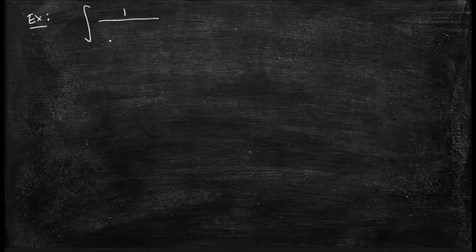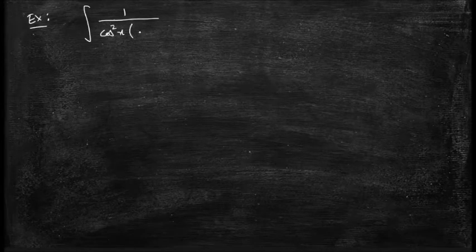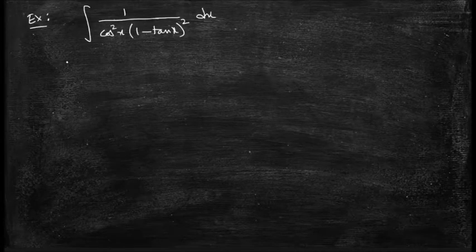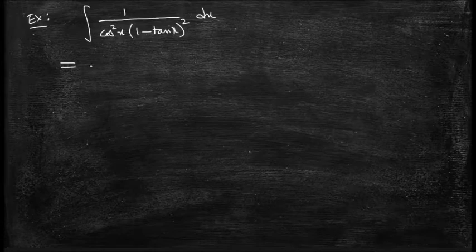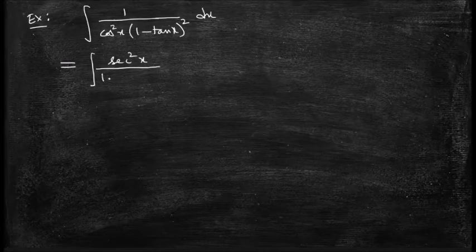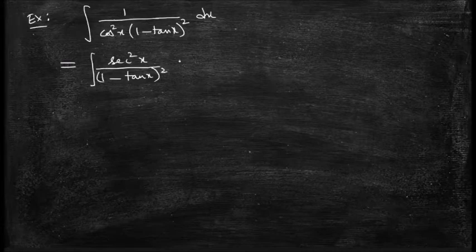Integration of 1 by cos square x into 1 minus tan x whole square dx. It's a very simple problem. First, we try to write the structure of the problem in a different way. 1 by cos square x I am writing as secant square x in the numerator by 1 minus tan x whole square dx.